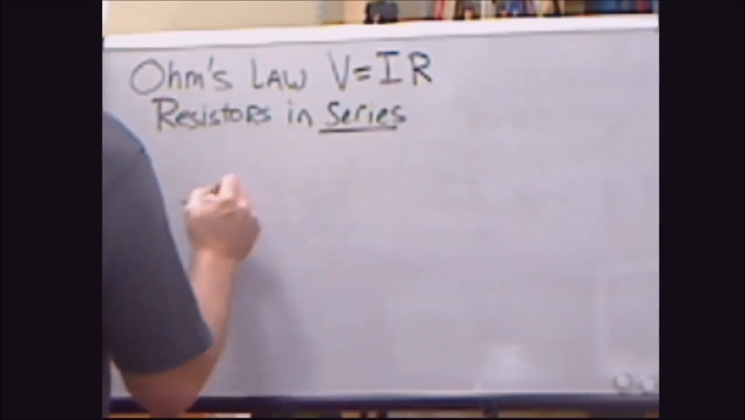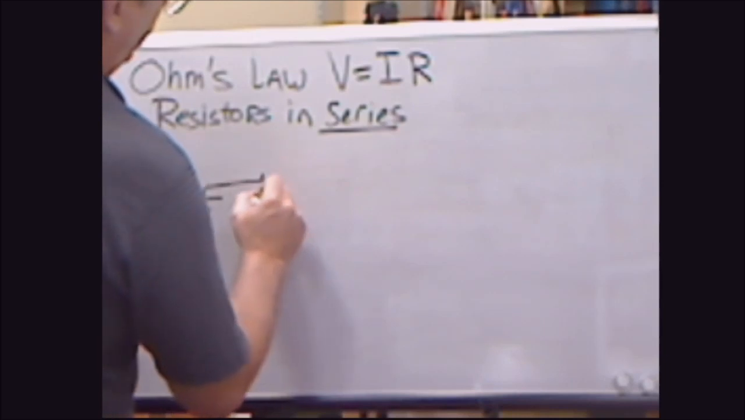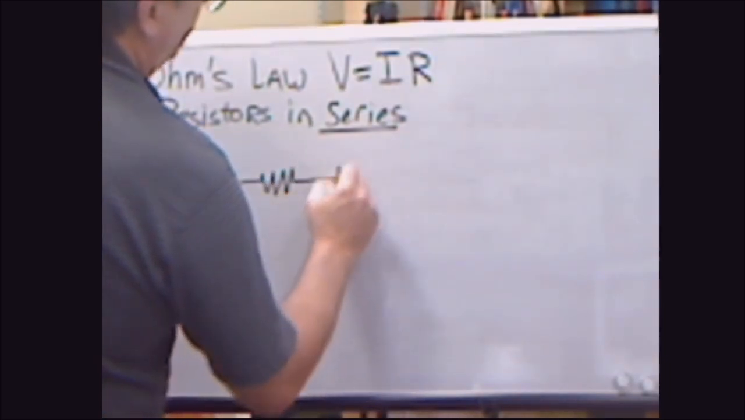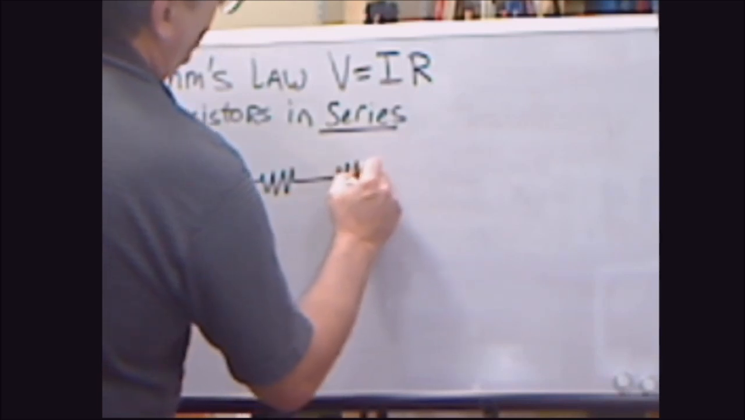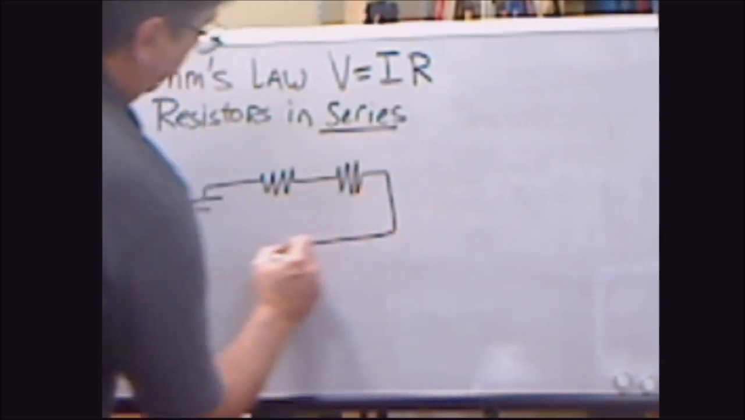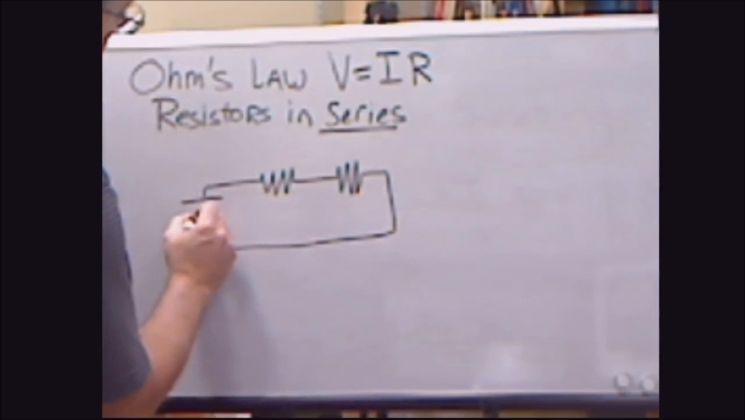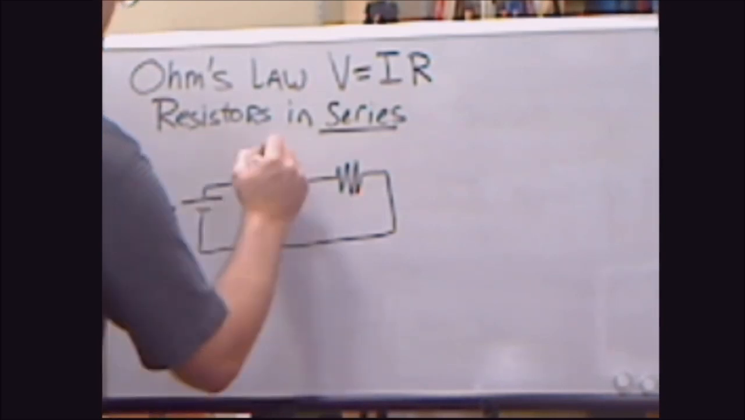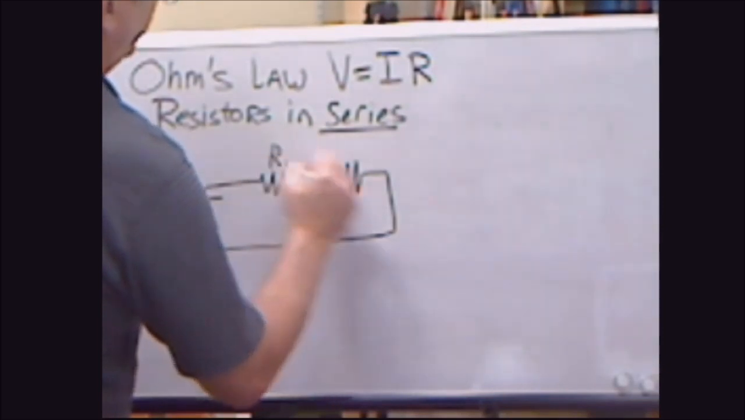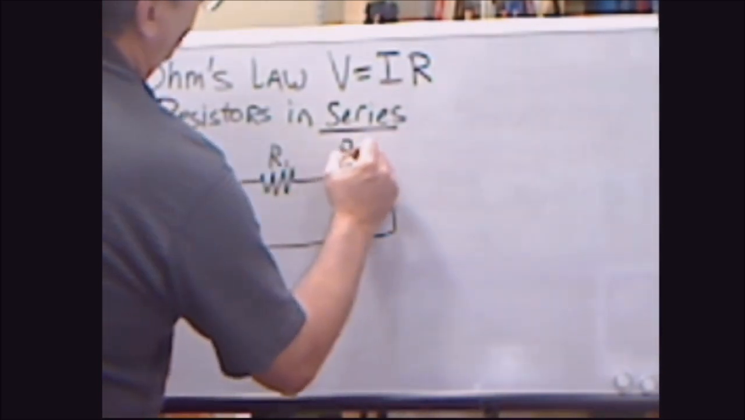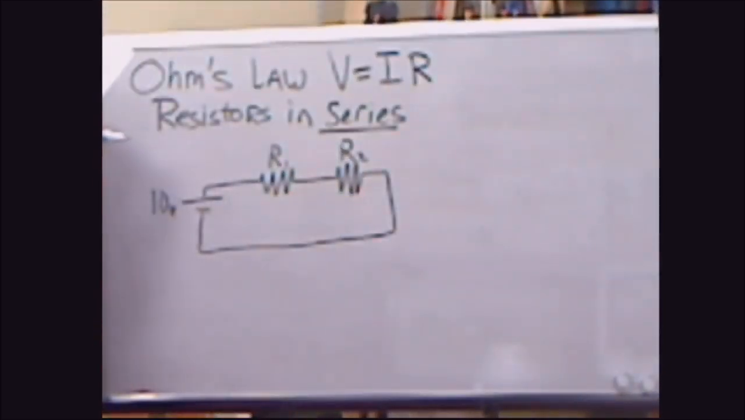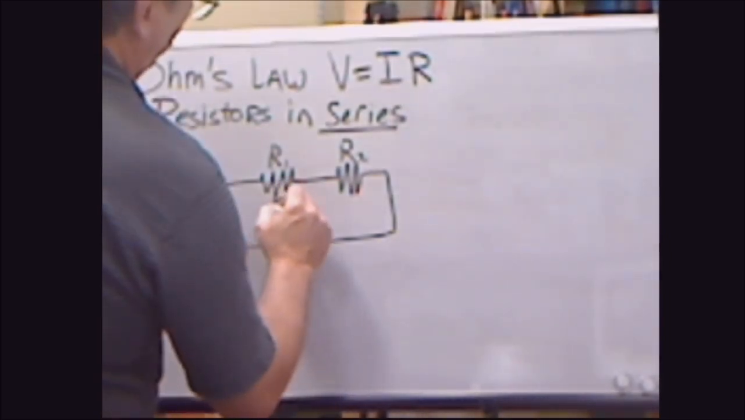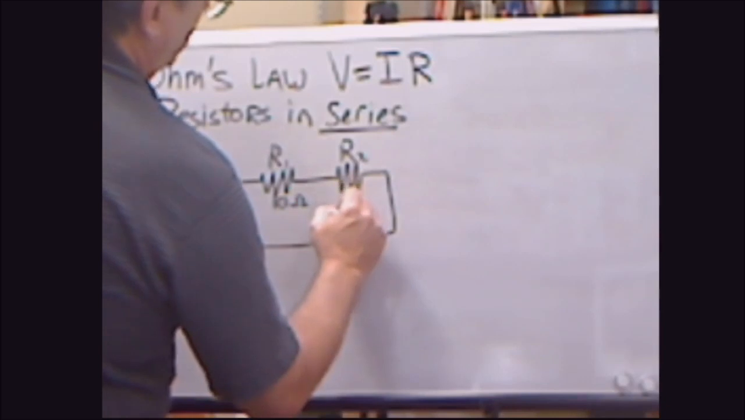For resistors in series, they're placed end to end. And when something is in series, you have to go through all the components if you're going to run around the circuit. So that's our 10 volt source, and we're going to label these R1 and R2. Those are good labels for resistors. And they're each going to be 10 ohms just to start with.